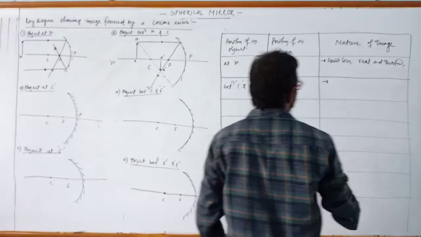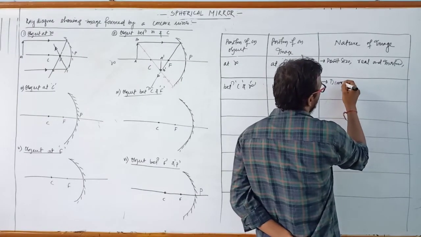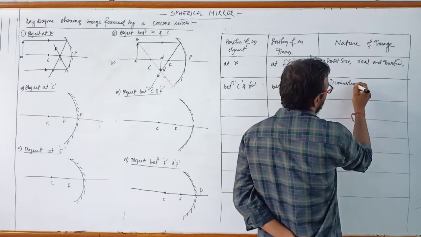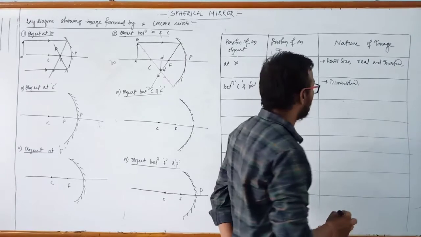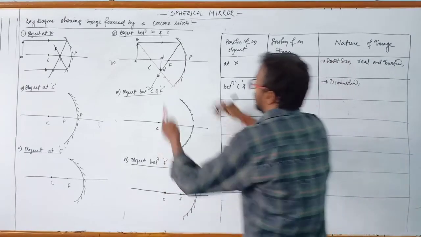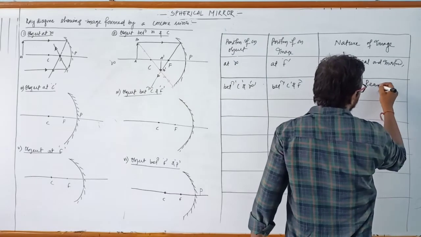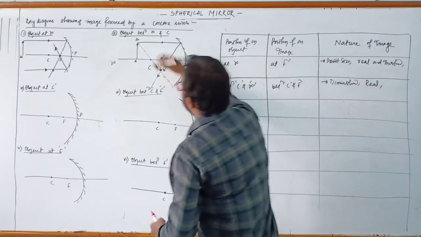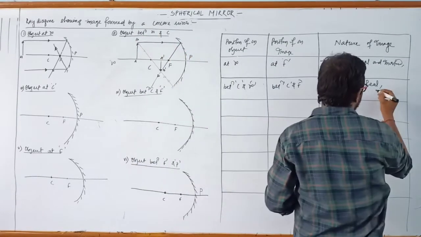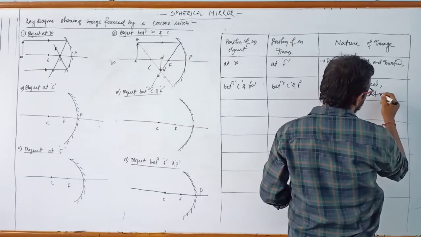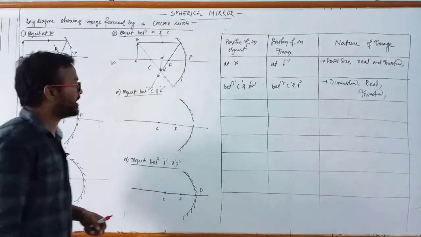Here the size of the image is diminished, that means small size compared to the object, and the rays actually meet, so it forms a real image. The object is in the upward direction but the image is downward, inverted. Clear? So we get a diminished, real and inverted image.